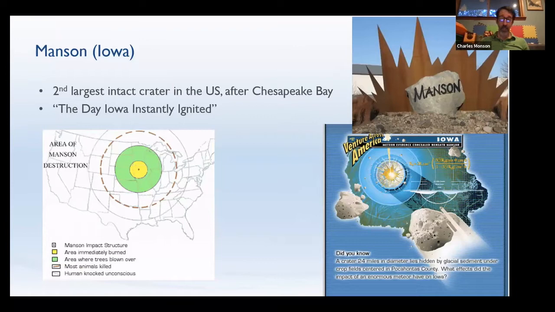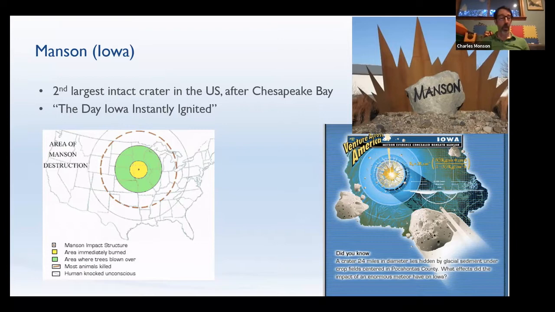Since I'm originally from Iowa, I worked at the Iowa Geological Survey briefly, and I think I see Ray Anderson on here. Hi, Ray. I'm going to mention a couple of important craters in Iowa first. Manson Impact Crater, Ray knows all about this one. The second largest intact crater in the United States after Chesapeake Bay.